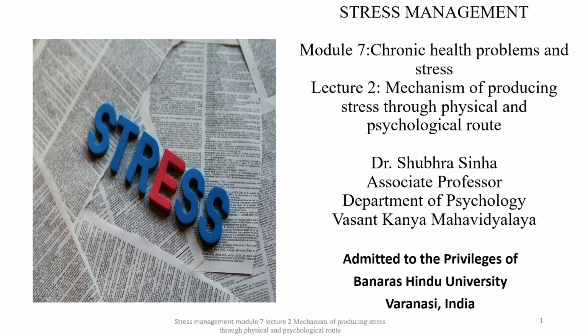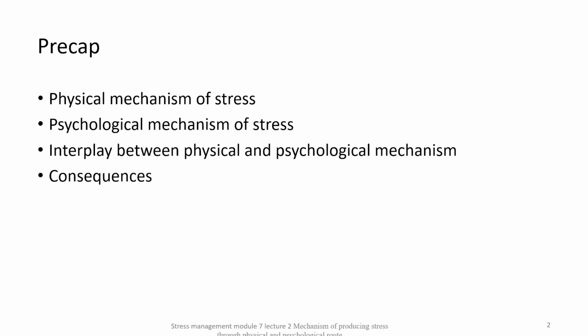Namaskar friends. This is lecture 2 of module 7 of the stress management course, and this module is devoted to understanding the intricacies of our cognition and health conditions in managing stress in chronic health problems successfully. Till now, we have talked about what chronic stress is and how different psychological factors can contribute to its perception, drawing back to the models proposed by health psychology.